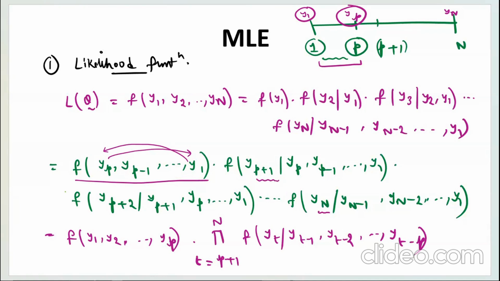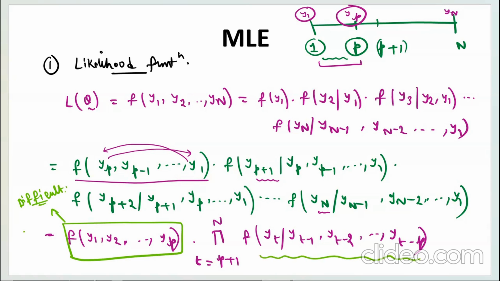Now, why have we done this? Understand that the first expression, the joint distribution, is very difficult to find. We cannot simply find out what this joint distribution will be, and it will come out as a very messy expression. But we can simply find the second expression, which is very easy to find.